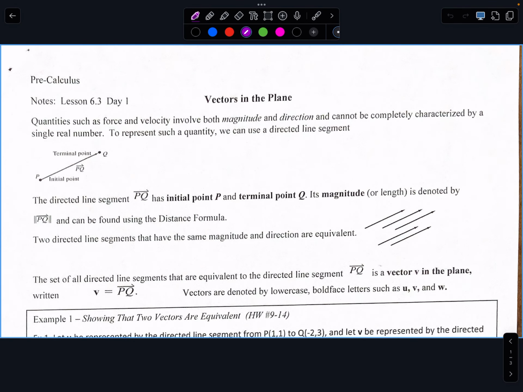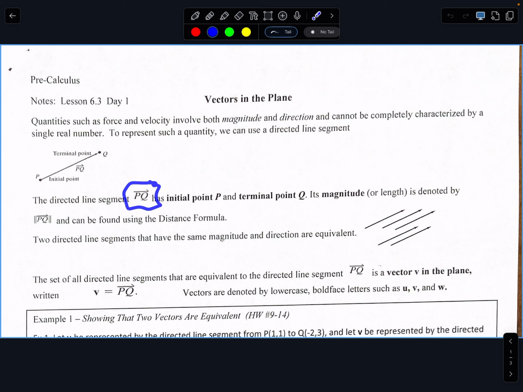All right, so this is Pre-Calculus Lesson 6.3, Day 1, and we're going to be looking at vectors today. A vector is represented by a ray, and a vector has both magnitude and direction to it. The magnitude is really the length of that ray. We talk about it having an initial point P and a terminal point Q.